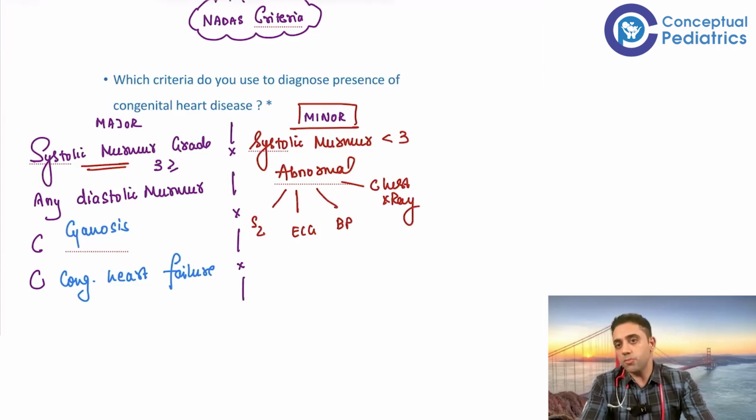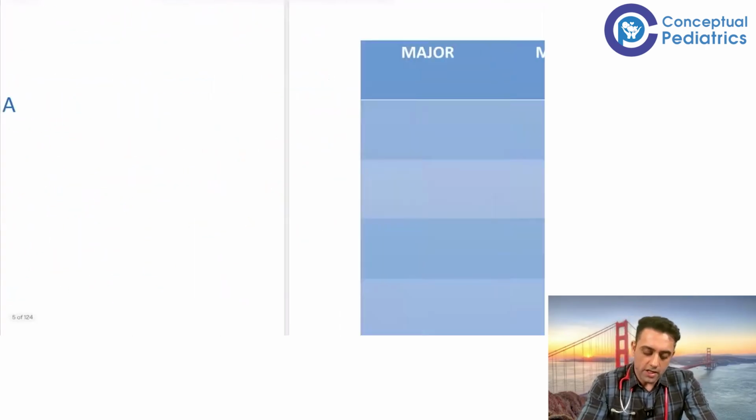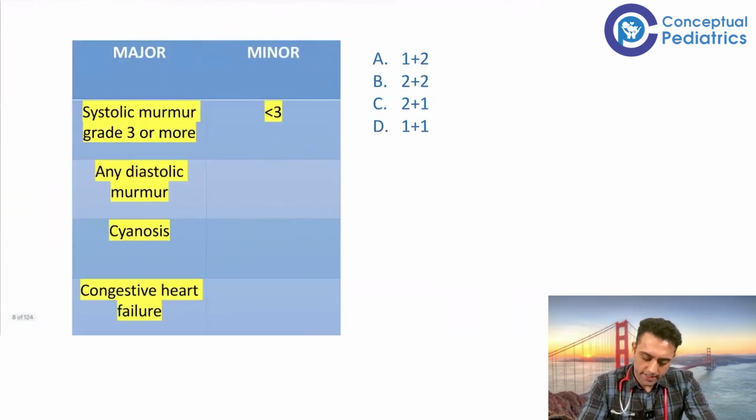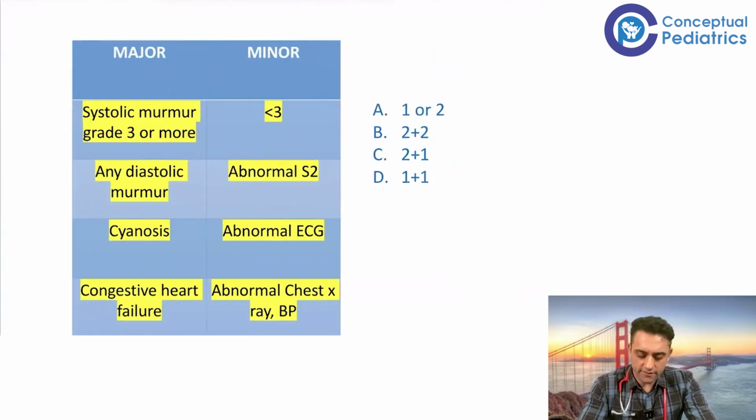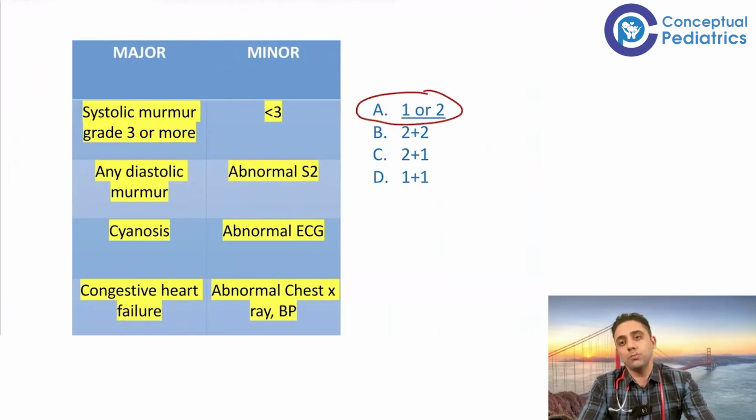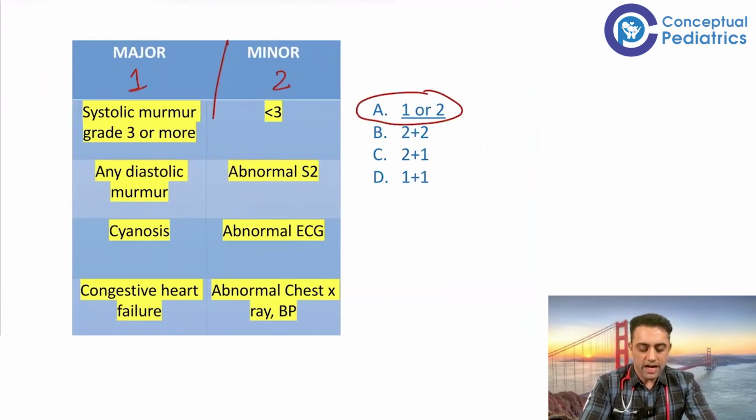Very, very important for exam purposes. UG, PG, residency programs, everything, you get this question. Now, I've told you about the major and minor. Only one thing to remember: one major or two minor are the cutoff for the Nadas criteria.